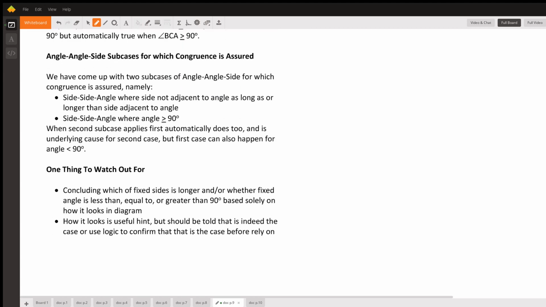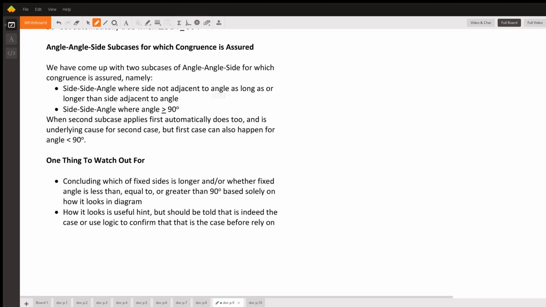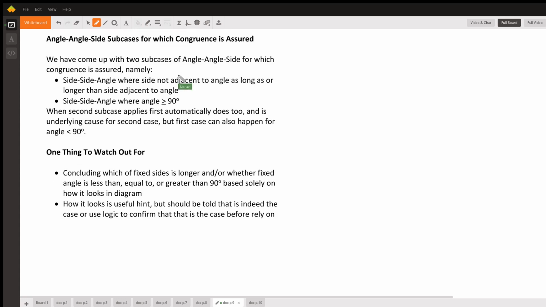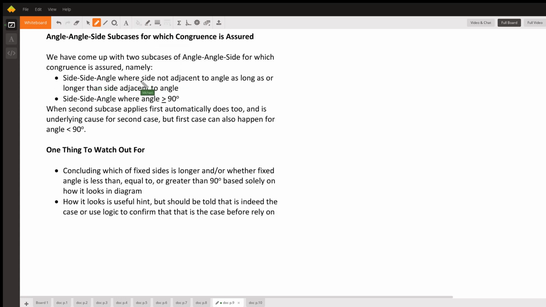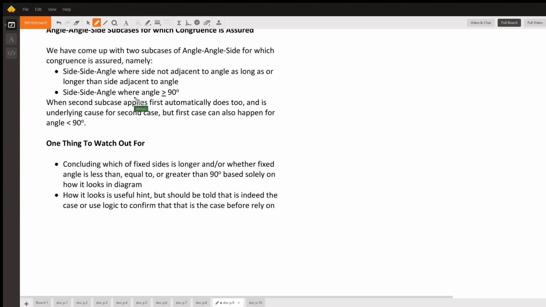So to summarize what we found out, we came up with two subcases of side-side angle for which congruence is assured, namely side-side angle where the side not adjacent to the angle is as long or longer than the side that is adjacent to the angle, or side-side angle where the angle is greater than or equal to 90 degrees. When the second subcase applies, this one is also automatically true, and this one is really the mechanism that drives it. This just forces this to be true.